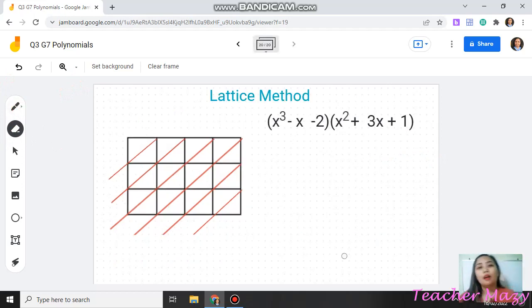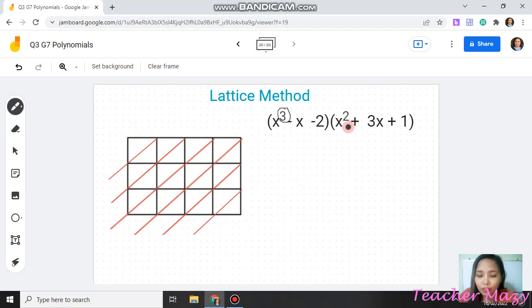Okay, now, for this given, we have x cubed minus x minus 2, and then x squared plus 3x plus 9. Okay, so here is another tip so that you can easily identify how many columns and rows you need to write. All you have to do is look at the exponent of the first term and then add 1. So that is 3 plus 1 is equal to 4. So that's why we have 4 columns here.